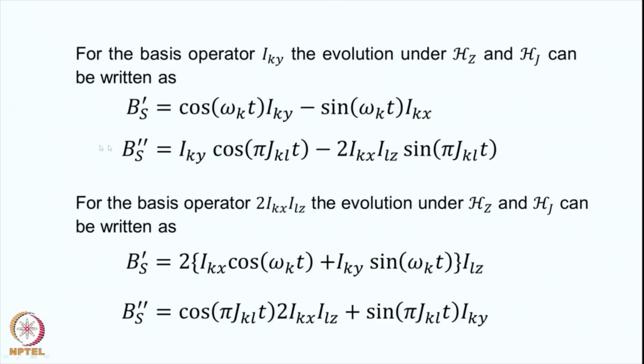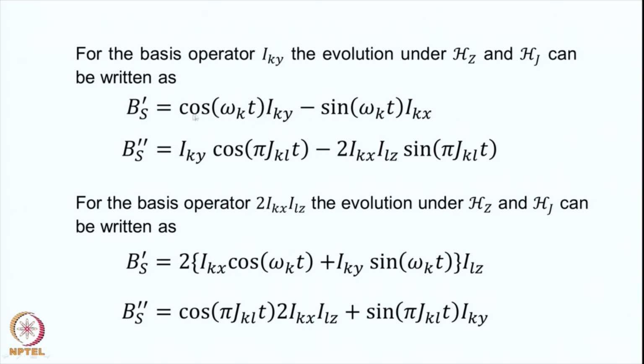Now, similarly you can calculate for the basis operator Iky evolution under the Zeeman Hamiltonian, this is the chemical shift Hamiltonian, and the coupling Hamiltonian Hj, and they can be represented in this manner. We will not prove this, basically they can be derived in the same manner, and we will just write it down here and we can use them later.